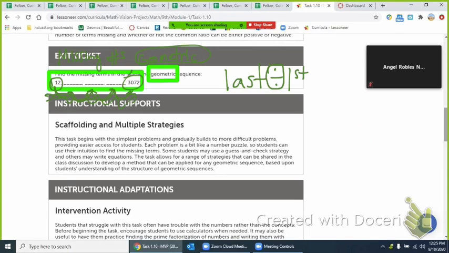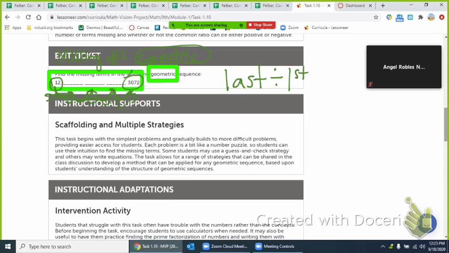Last time it was adding every time. The opposite of adding is subtracting. That's why we subtract for arithmetic. But the opposite of multiplying is dividing, so we start by dividing here. So it's still the last and the first, but instead of subtract, it's divide.